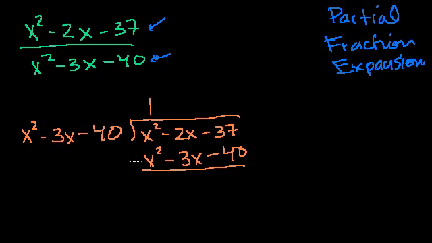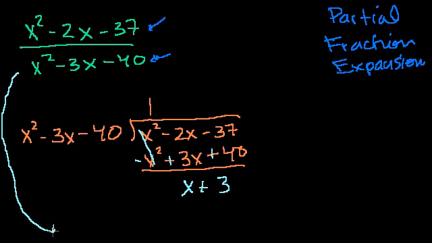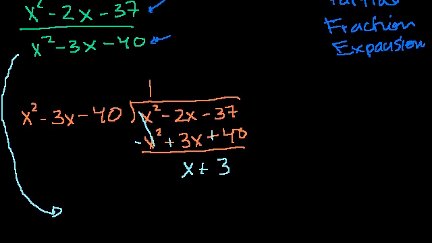So I'm going to subtract, and minus minus is a plus, and then you can add them. These cancel out. Minus 2x plus 3x is x. Minus 37 plus 40 is plus 3. So this expression can be rewritten as 1 plus x plus 3 over x squared minus 3x minus 40.